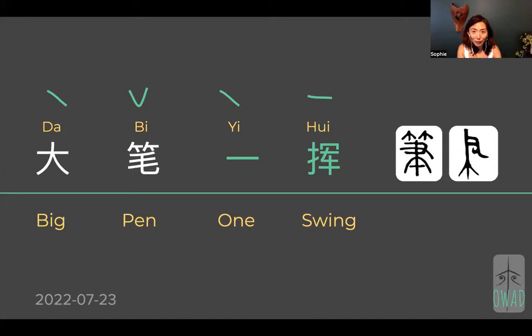This time is a different swing, a different thing. It's not your arm. This is your pen. But it has its own culturally loaded connotation in it. 大笔一挥. Okay. We know the figure 大, right?